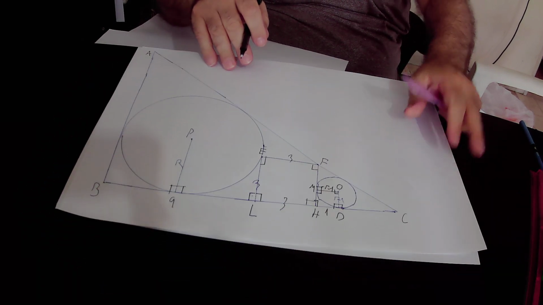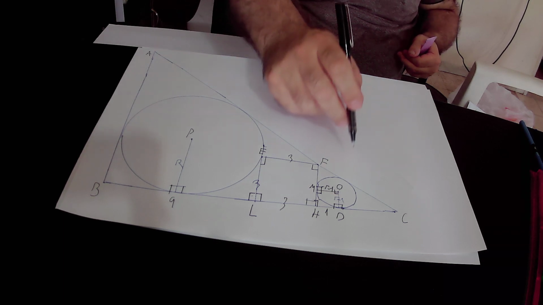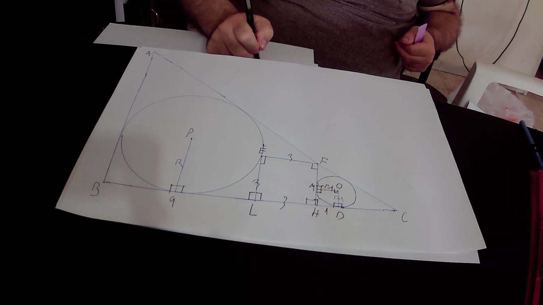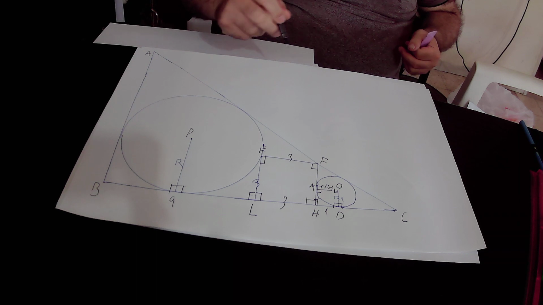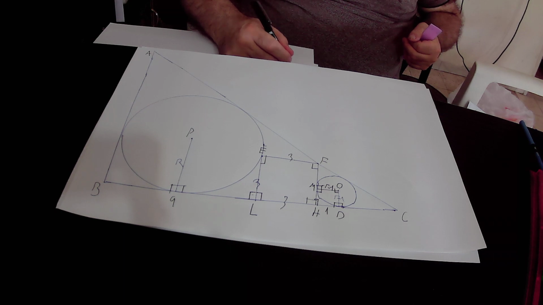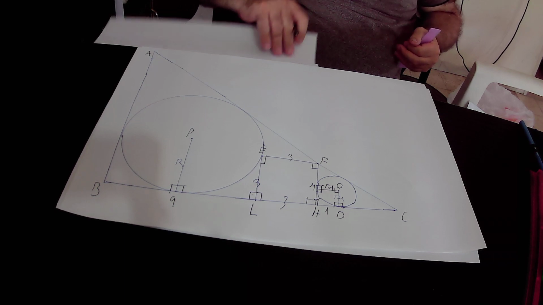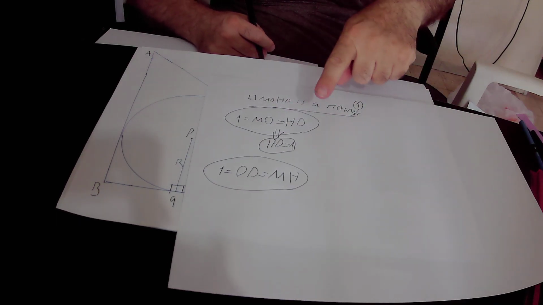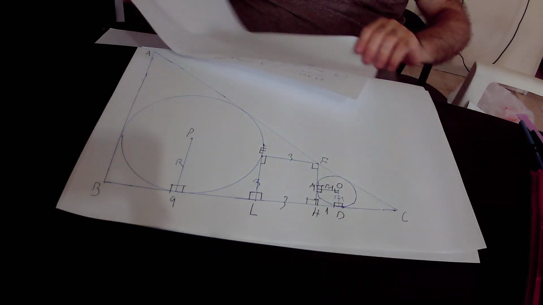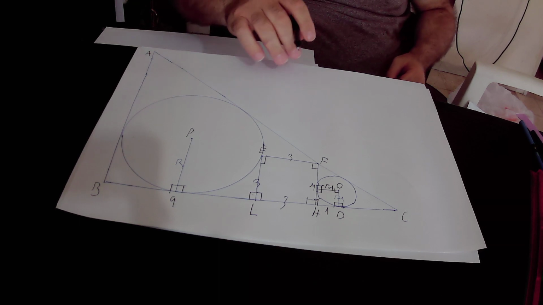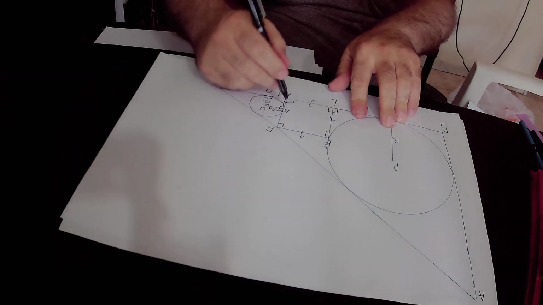Likewise, according to the same rule that the opposite sides of a rectangle are equal to each other, we get that OD equals MH. But here, OD equals 1. It is the radius of the small circle. And from this equation, 1 equals OD equals MH, we will derive that MH is also equal to 1 unit.